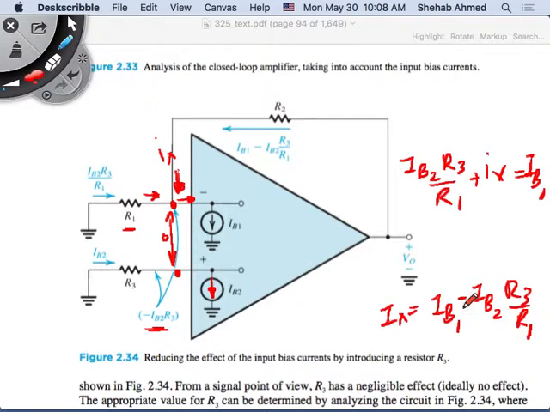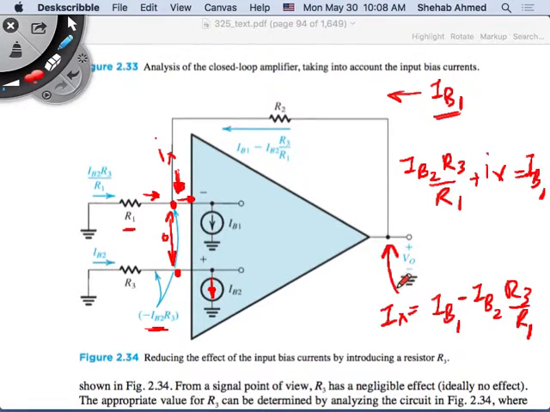IB1. Before, what was it? What was the current flowing here without this resistor? It was IB1 before. Now I reduced it. And I made the reduction dependent on the value of R3 and R1. Is that good or bad? Probably better if I reduce the value of current going through here, because this current is, again, this voltage here.